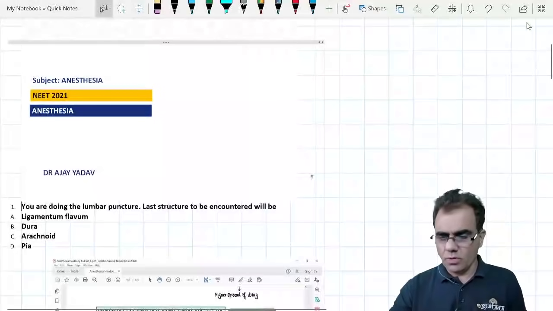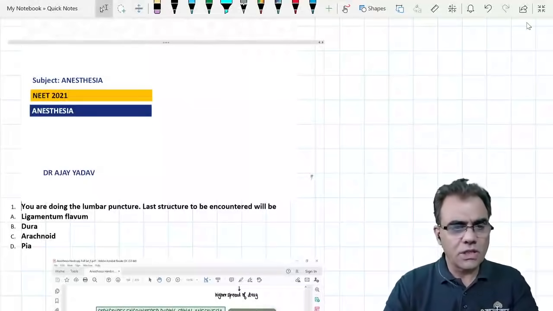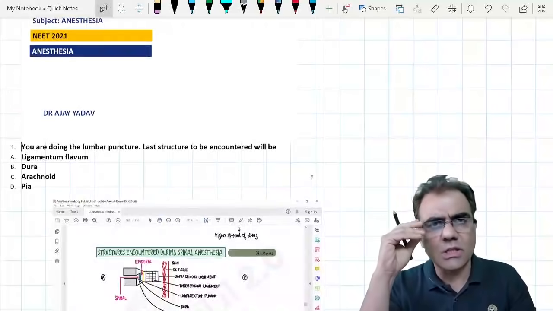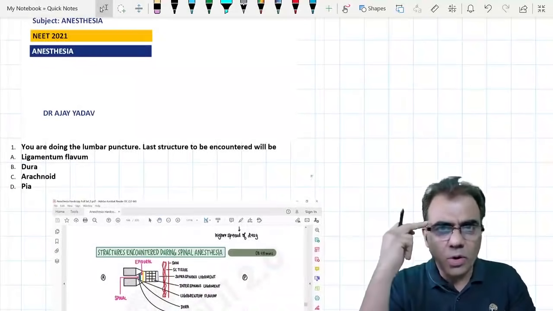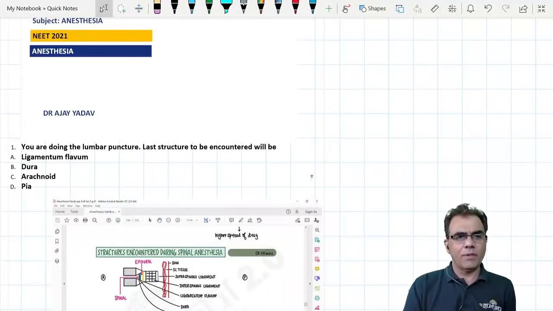Hello friends. So let's discuss today NEET questions. Till now I could collect just five anesthesia questions. So let's discuss them, and later if you find more questions, I'll discuss again.